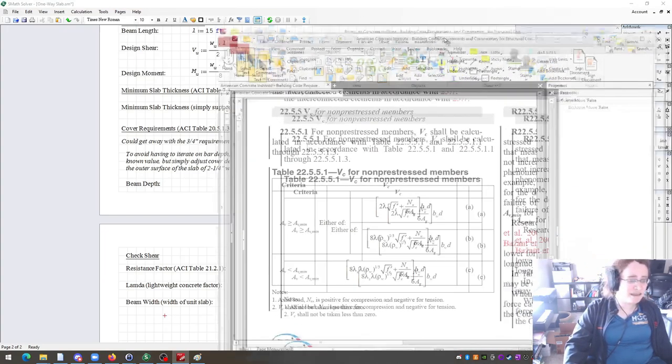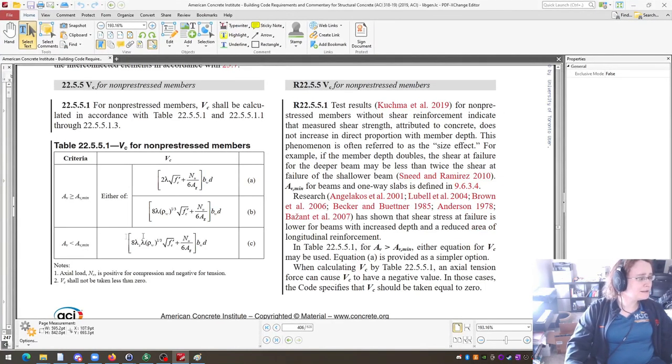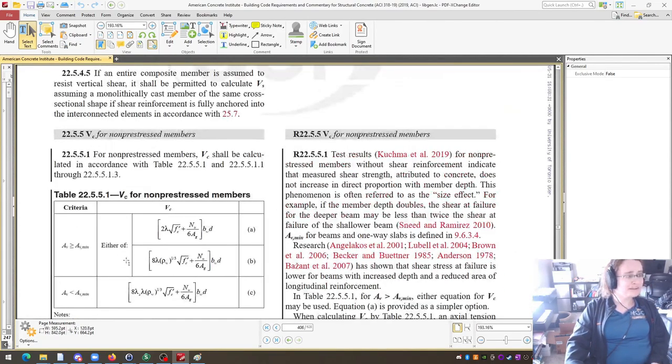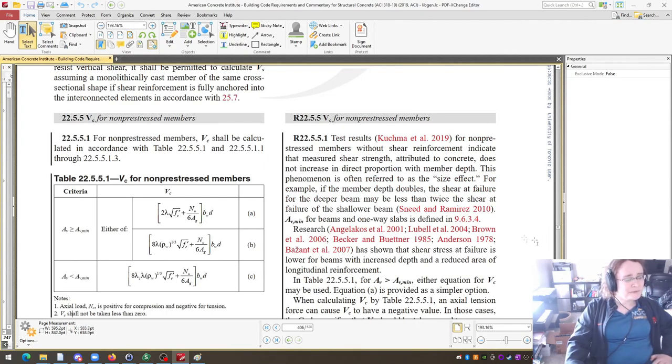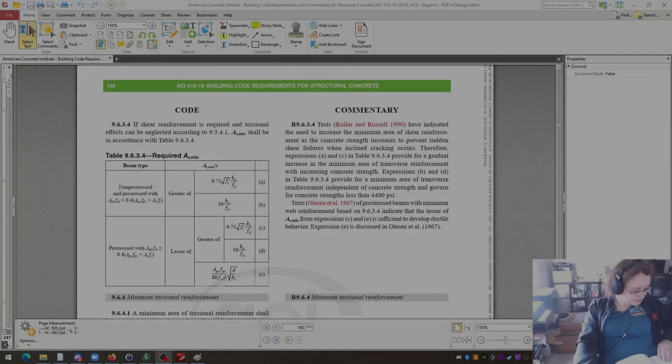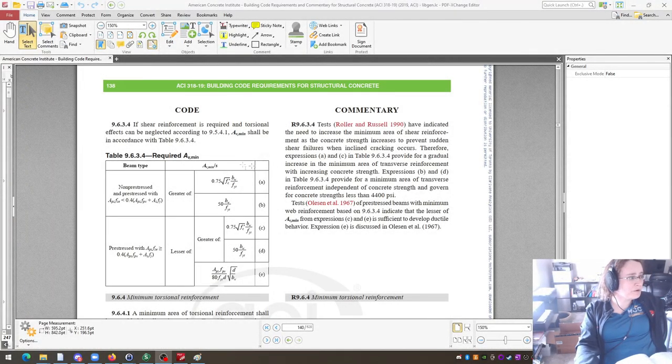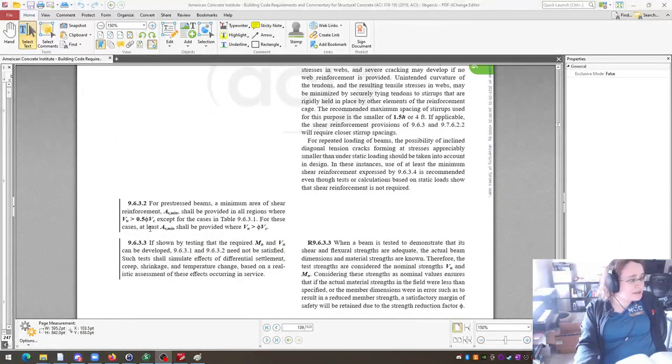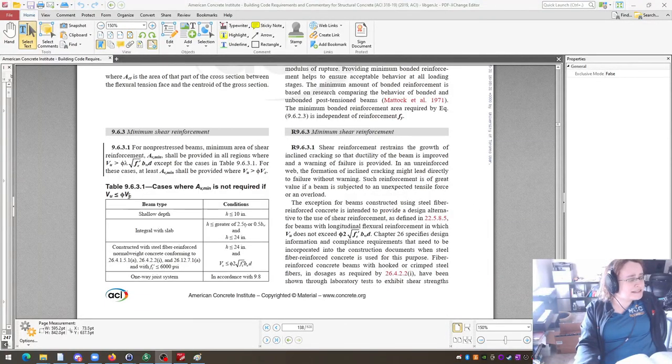Now, we do need to be very careful with this, in that there is a notation here, with Av greater than or equal to Av min. Let's take a look at this. Av min, for beams and one-way slabs, is defined in 9.6.3.4. Let's take a look at that. Looking at the reference 9.6.3.4, the previous table is based on a minimum shear area, but that's only if shear reinforcement is required, which it typically wouldn't be for a reinforced concrete one-way slab. So let's go up here and look at conditions where shear reinforcement is not required, where Av min is not required.